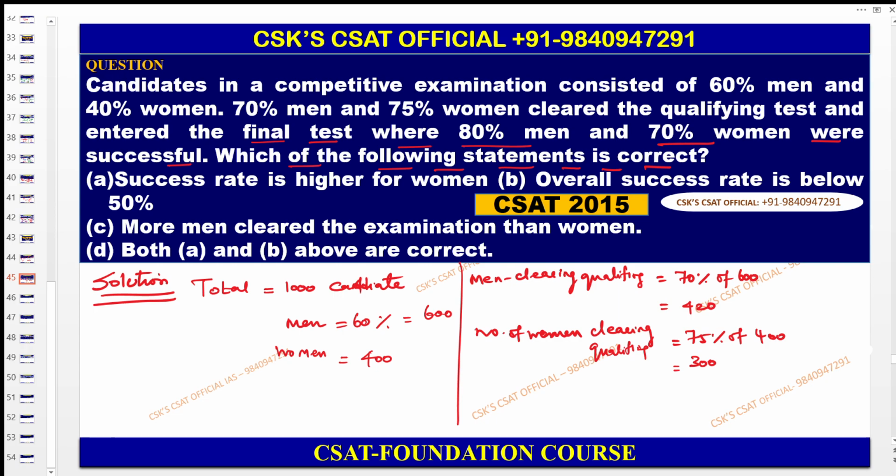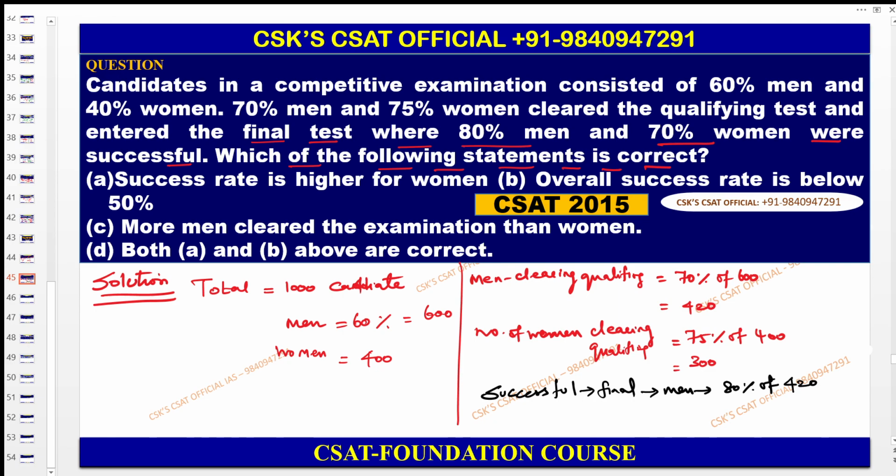Then according to the question here, successful in the final. So men 80%. So 80% of the qualifying. What is the 80% of the qualifying here? 420.